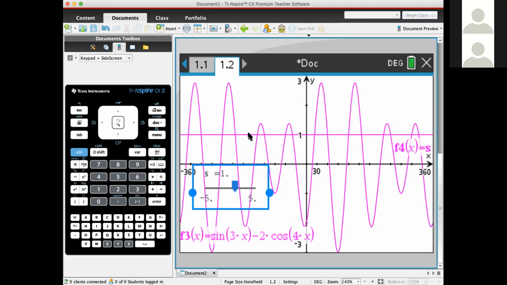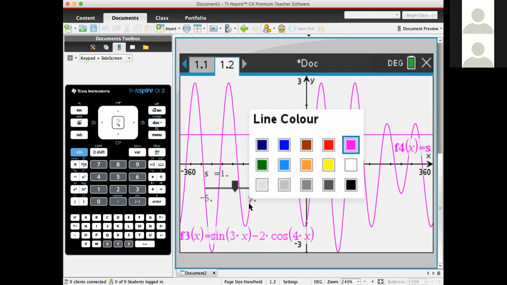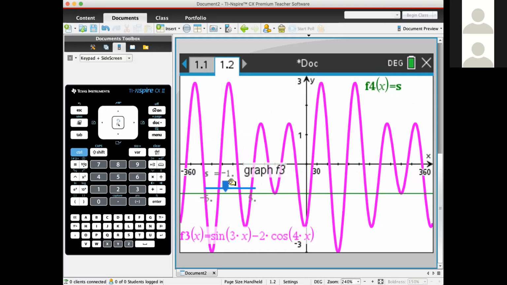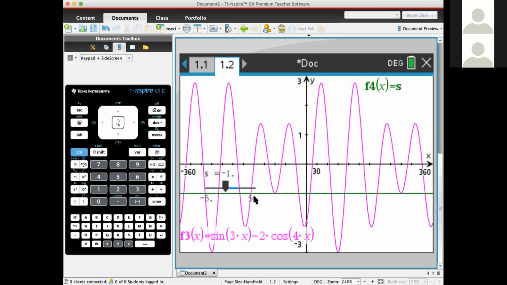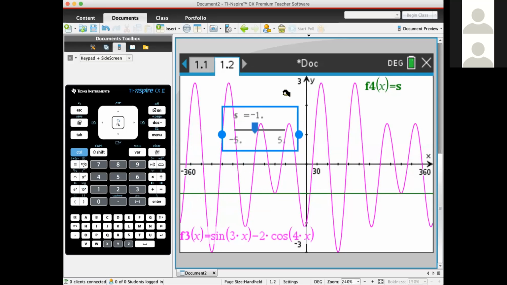I will change the color of the slider so that it stands out. There you go. The slider is basically another equation and you can call it by any letter. The letter is like the variable, right? When you slide the values, not the graph, let me change the slider settings for you. First let me move the slider, maybe here.